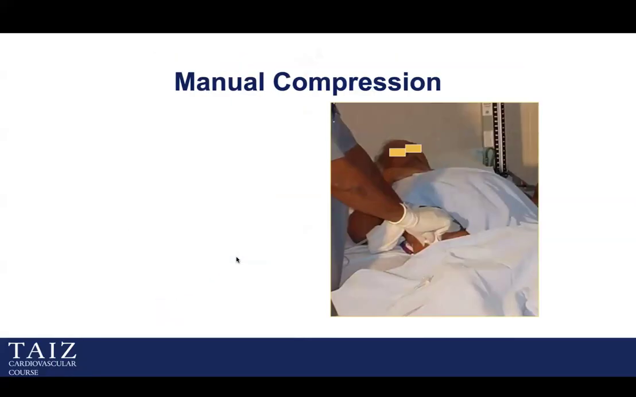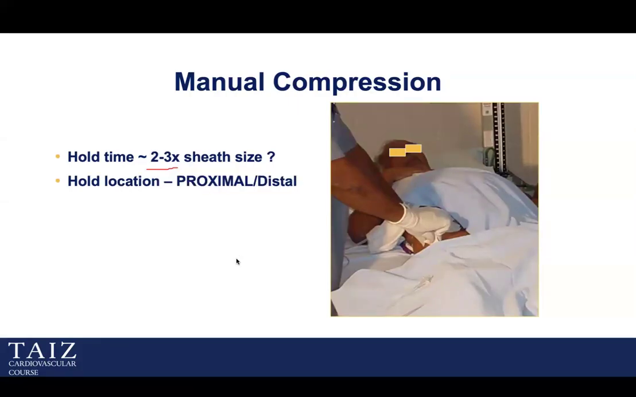Manual compression: always hold pressure about 2 to 3 times the sheath size. So if you have a 6 French sheath, 6 times 2 is 12. So hold manual compression for 12 minutes. If the patient is on heparin, it's better to hold it times 3. So if it's a 6 French sheath, hold it 18 minutes. And this is how we do manual compression.